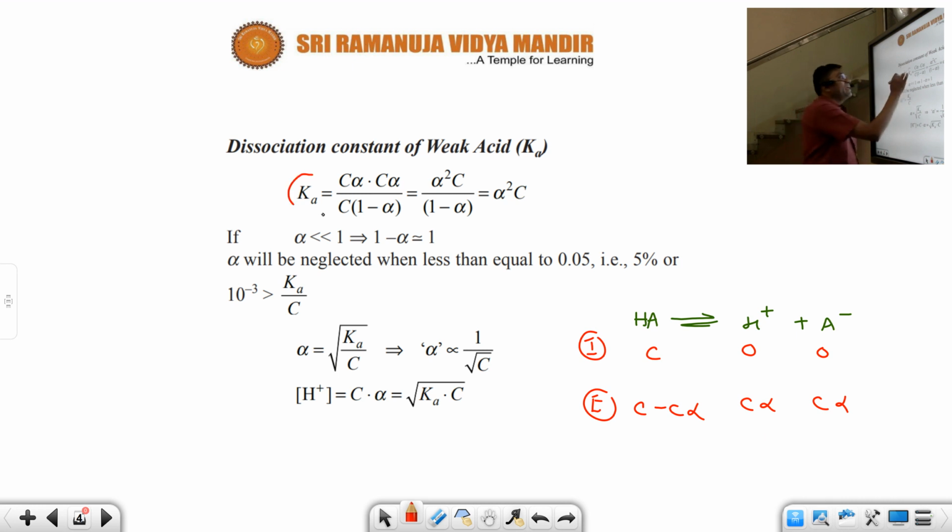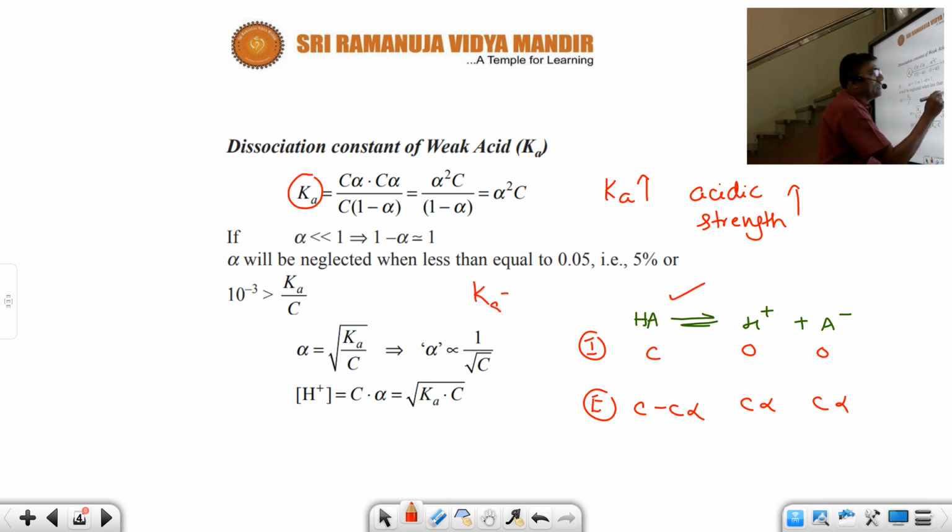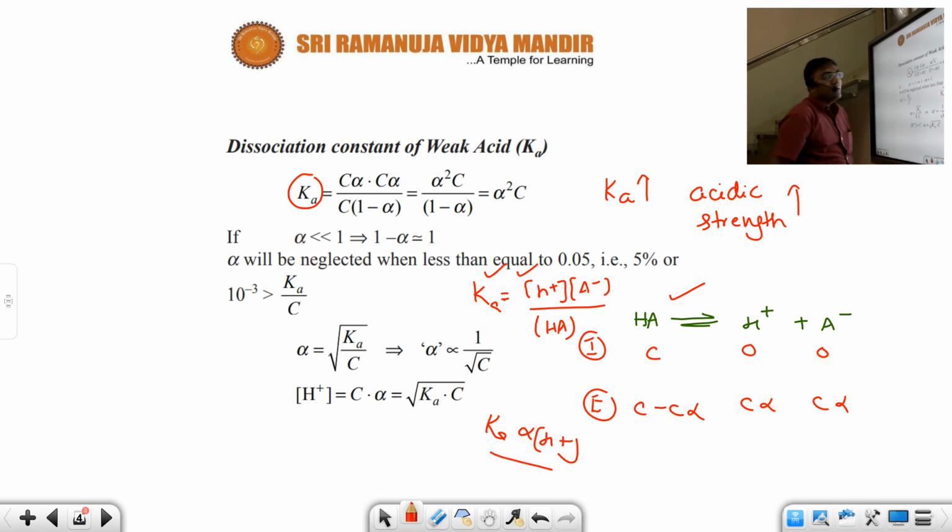And one more thing, the Ka. What is this Ka? Ka is the acid dissociation constant. When Ka increases, acidic strength increases. Why does the acidic strength increase? It's pretty simple. Let us write the Ka for this weak acid. Ka is equal to H plus into A minus by HA. Naturally, you can see here Ka is directly proportional to H plus. So when the concentration of H plus ions increases, naturally Ka increases. So hope you are clear.